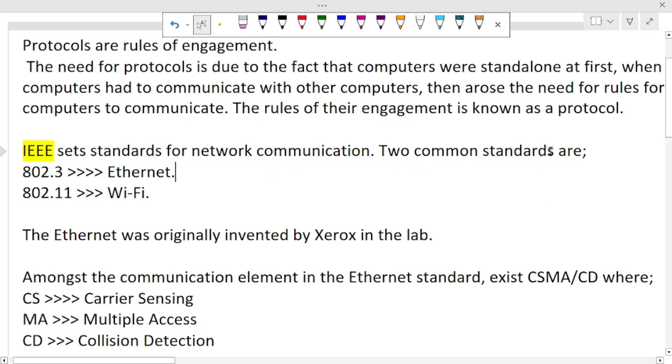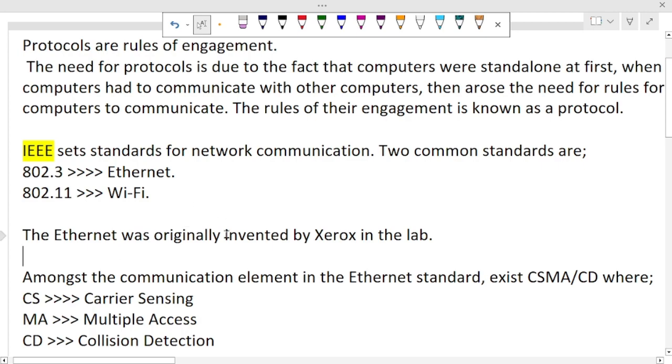Two common standards are 802.3 and 802.11. The 802.3 is Ethernet, and the other one is Wi-Fi. Please note that all we're talking about now is from our first class in EEE 534, and it's kind of an introduction. After the lecturer made mention of this, we zoom in on this particular one, which is Ethernet.